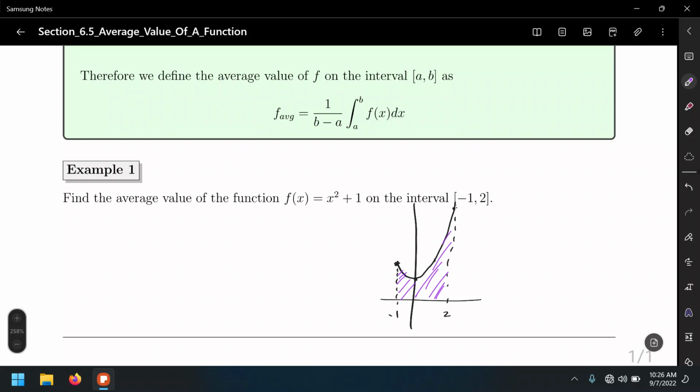and that's the area that we want to find. So we are going to find that value of y, that f average, that will turn a rectangle equal to the area of what we're finding in here.